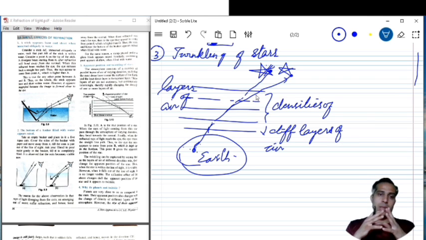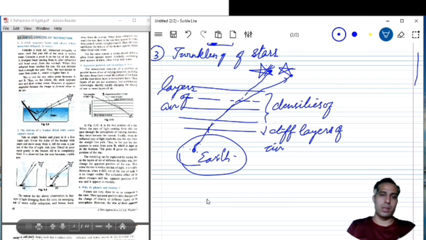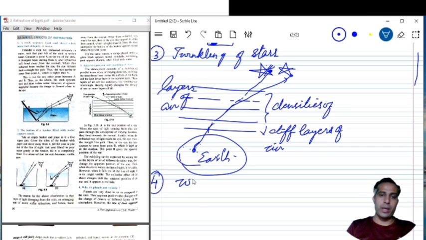So now the question arises: why do the planets not twinkle? Next is number 4. Why do the planets not twinkle? What is the reason behind it?